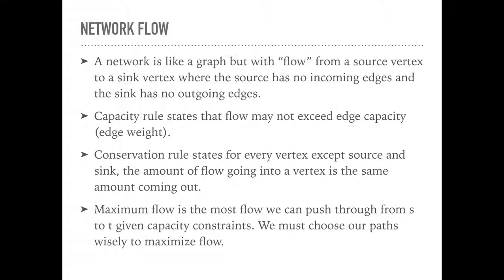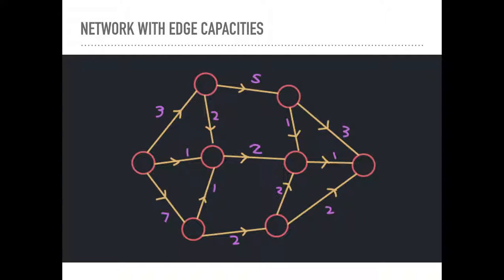Maximum flow is the most flow we can push through the network from S to T, where T is the sink and S is the source, given our capacity constraints. So maximum flow is the most we can push through given the capacities on our edges, those edge weights. So we must choose our paths wisely to maximize flow.